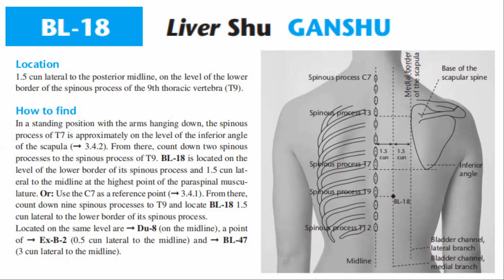Or use C7 as a reference point. From there, count down 9 spinous processes to T9 and locate Bladder 18 1.5 cun lateral to the lower border of its spinous process. Located on the same level are DU 8 on the midline, a point of EX-B 2.5 cun lateral to the midline, and Bladder 47 3 cun lateral to the midline.